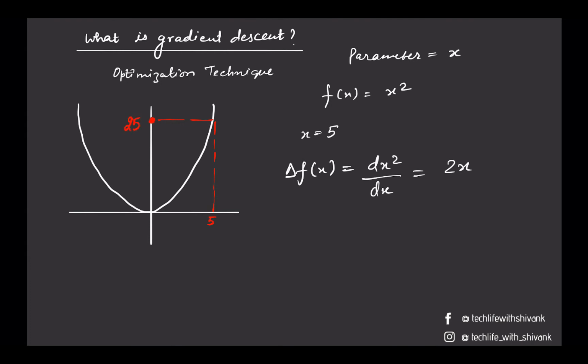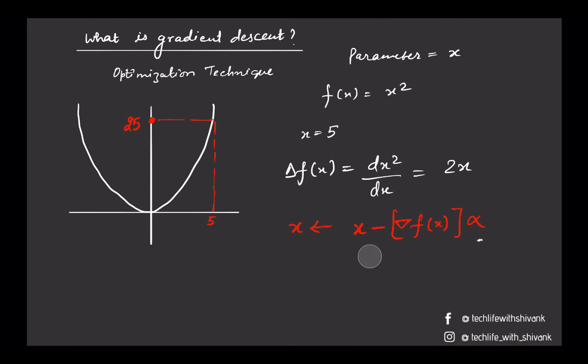We want to minimize this function, so we will update the parameter as follows. The new x would be the original x minus the gradient of f(x) times alpha. Here alpha is known as the step size or learning rate, and it determines how much we have to move in the negative direction of the gradient.